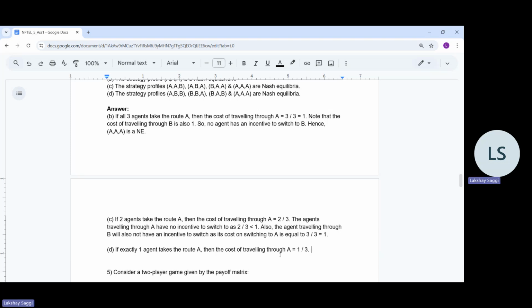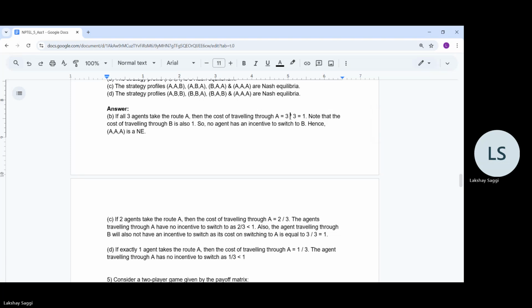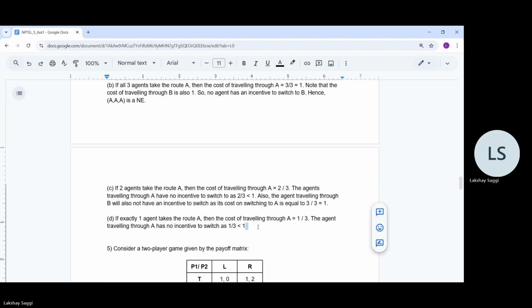This will be equal to 1 divided by 3. Note that the agent traveling through A will have no incentive to switch, because if it switches to B, then it has to pay a cost of 1. Right now it's paying a cost of 1 by 3. So the agent traveling through A has no incentive to switch as 1 by 3 is less than 1. Maybe I should keep fractions together to be more legible. So 1 by 3 is less than 1, and that's why this agent has no incentive to switch. But let's see for the other two agents.